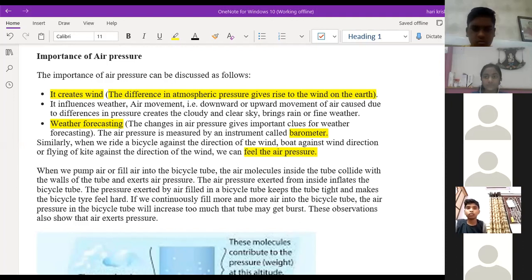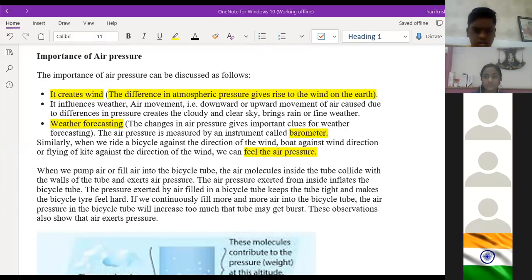Any other answers? Why will the gases exert the pressure? As Raghav said, it's correct. Whenever the gas particles collide with the walls of the container in which the gas is stored, it will show some pressure. So due to the collision between the gas particles and the walls of the container, the gases will show the pressure.